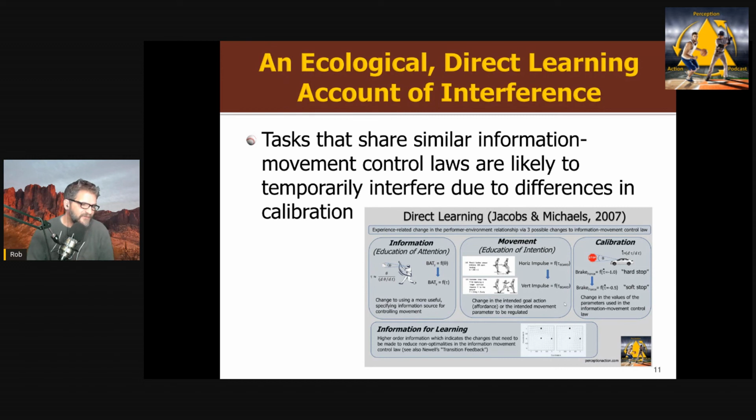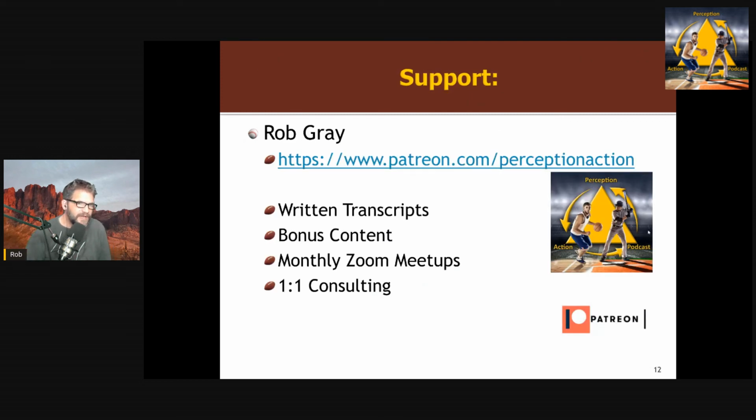So I think interference, as I said, is an important problem, both theoretically. I think it's an interesting problem and it has important applications, but I think we can understand it in terms of direct learning and in terms of calibration. Okay, that's it for this review.